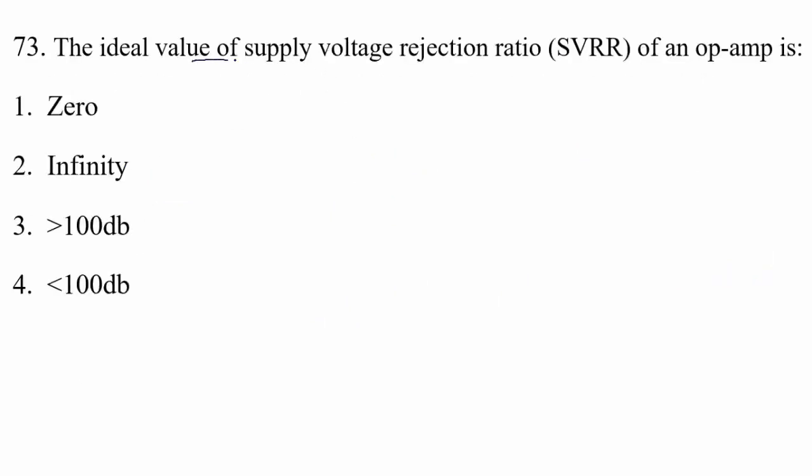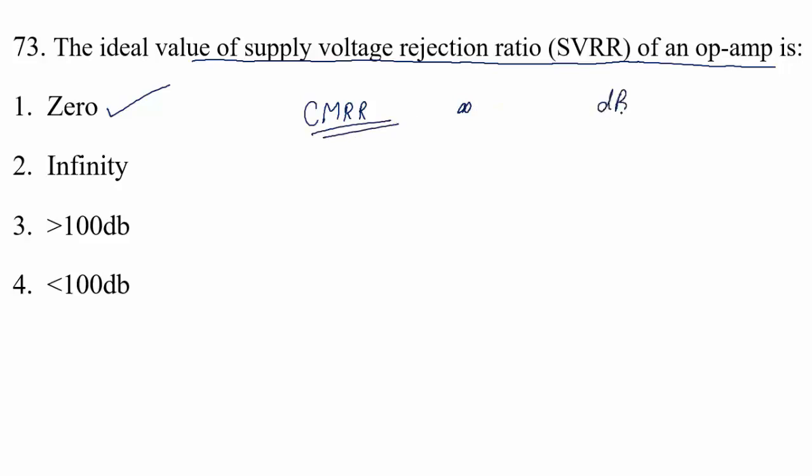73rd question, the ideal value of supply voltage rejection ratio, that is SVRR, of an op amp is 0. We know that in the case of common mode rejection ratio, that is CMRR, the ideal value is a very high value, nothing but infinite. Always we express CMRR in decibel. What is input impedance? It is a very high value, nothing but infinite, or practically it is in the order of mega ohms. What is output impedance? The output impedance of an op amp is 0, or it is 50 to 75 ohms practically.